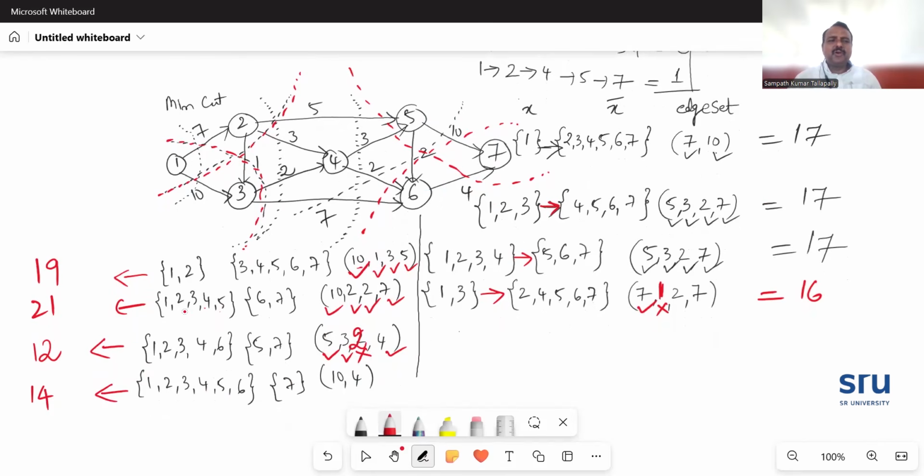So what I need to do now, I need to take the minimum of all these elements. Okay. So if I take the minimum of all these elements, the minimum value is equal to 12, which is equal to the max flow. As I said in the beginning, whatever value I get as a max flow should be the value of my min cut. So unless your max flow and min cut are the same, you cannot say that this problem is correct. Okay.